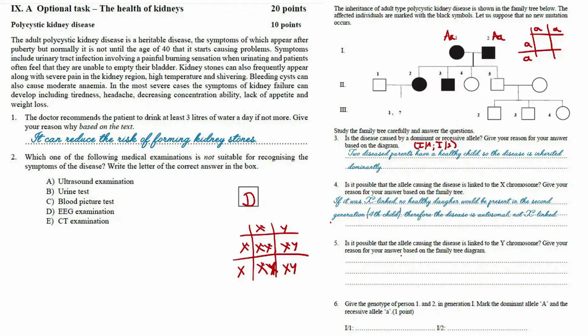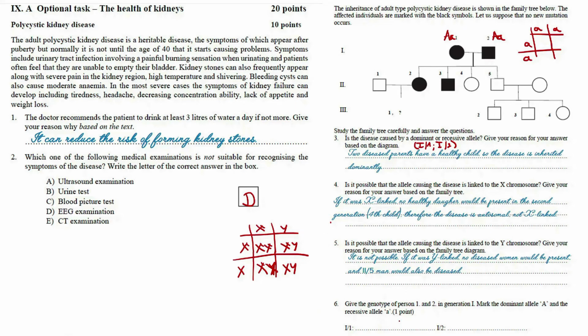Is it possible that the allele causing the disease is linked to the Y chromosome? Give your reason for your answer based on the family tree diagram. It cannot be Y-linked due to the fact we have a healthy son in the second generation, plus there are diseased females. So the answer is very easy. It is not possible. If it was Y-linked, no diseased woman would be present, and the fifth man in the second generation would also be diseased.